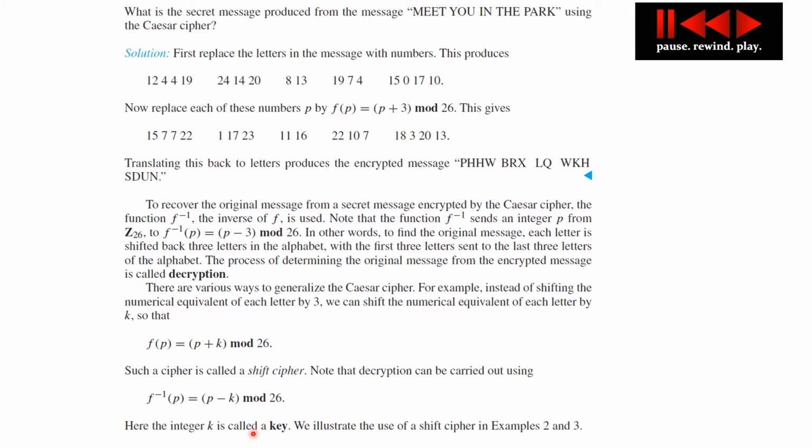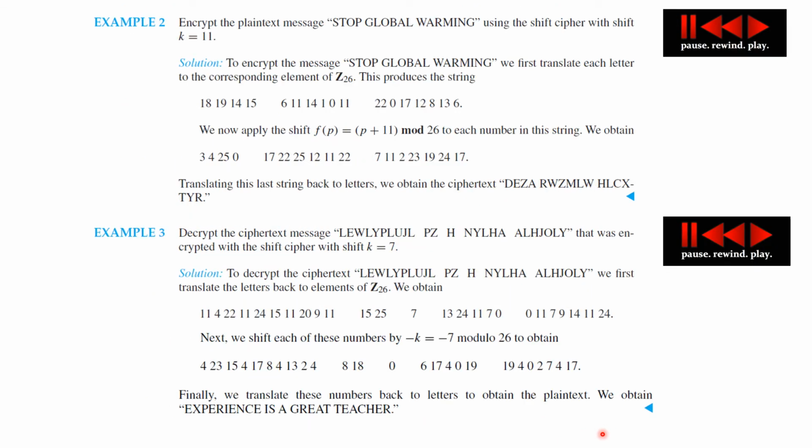And here the integer k is called the key, because you have to know that to know how the shift was happening. Let's illustrate this shift cipher in a couple of examples. So here's a problem that you should do. You should encrypt this message, stop global warming, using the shift cipher with the key k equal to 11. Please do this, and let's see how you did.